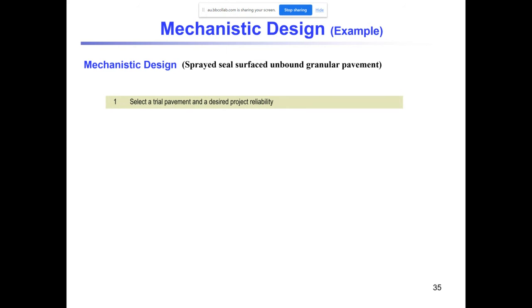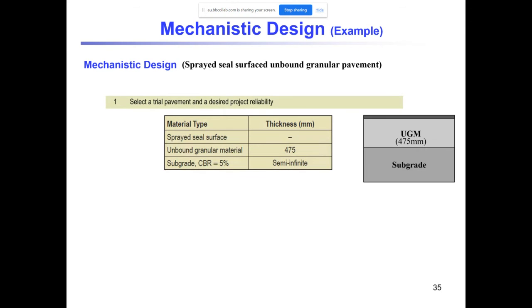The first step is to consider a trial pavement structure. We assume the first layer, the surface layer, doesn't have any structural contribution. Therefore, we can consider something like 20 millimeter thickness for the first layer, with no structural contribution. For the unbound granular material, we are considering 475 millimeter thickness, and then we have a semi-infinite medium, which is the ground, with the CBR 5%.